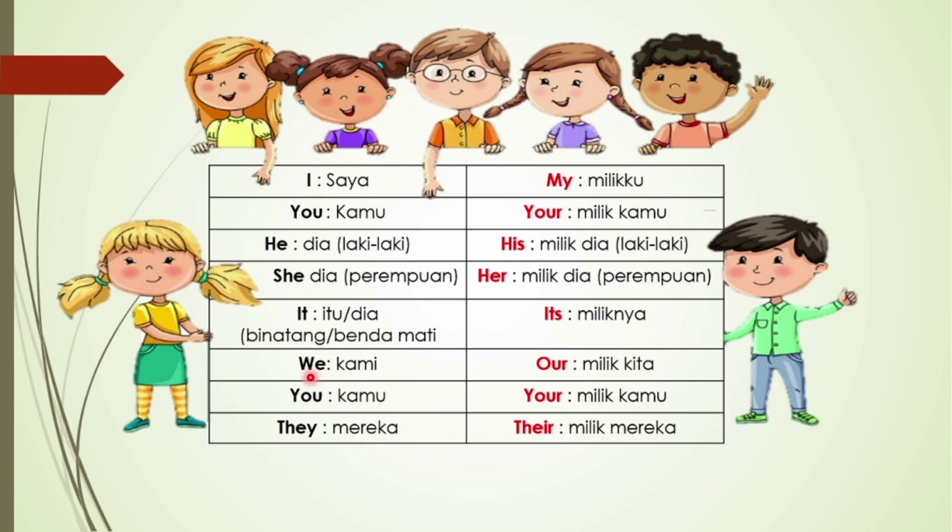We, atau kami, menjadi our, milik kita. You, kamu, menjadi your, milik kamu. They, mereka, menjadi their, milik mereka. Masih bingung? Oke, lanjut saja.